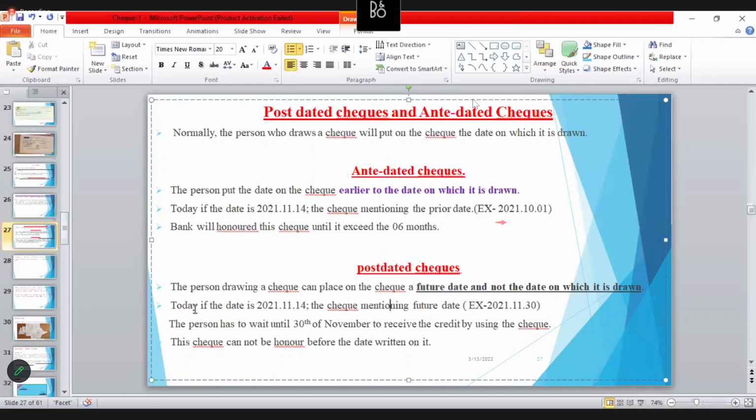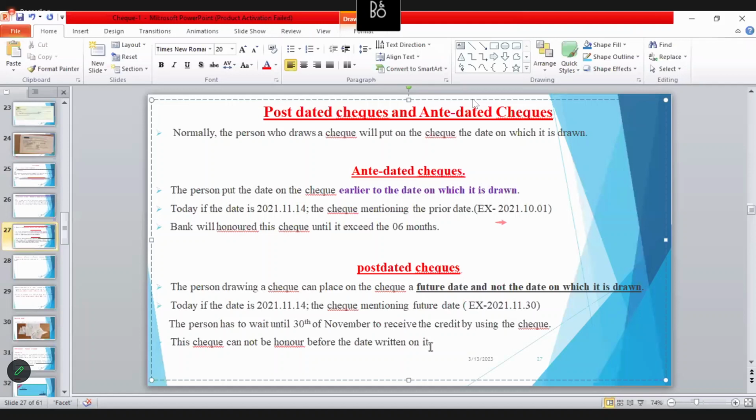See what I'm explaining. Today, if the date is November 2021, and I put November 13, a future date. Today is November 14, but I mention November 13, a future date. So the person waits until 13th of November. He or she has to wait until 13th of November to receive the credit by using the check. The person has to wait until November 13th because it's a future date check. So this check cannot be honored before the date it was drawn.